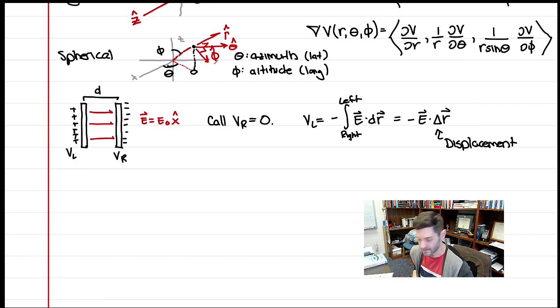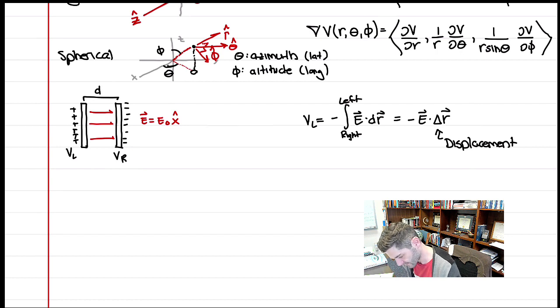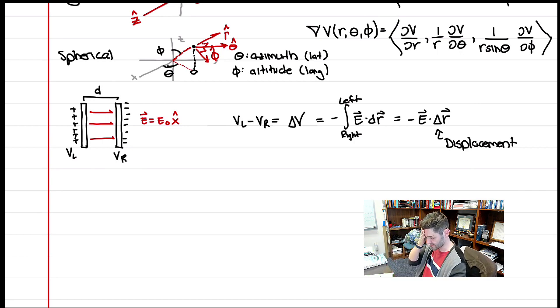This is kind of nice. Let's see, I want to be careful, again, to emphasize that's really a delta V. So maybe I will actually just get rid of this. In which case, this integral is delta V, which is going to be VL minus VR, right? End minus start, which I'm going to call delta V, is by definition this integral.